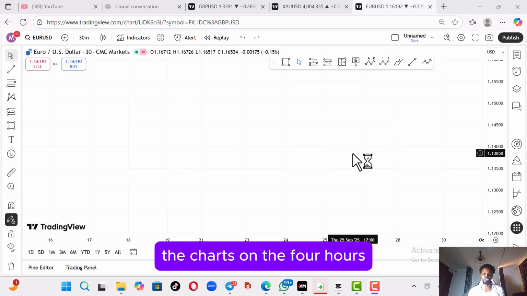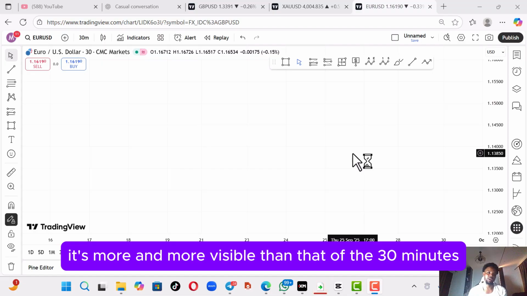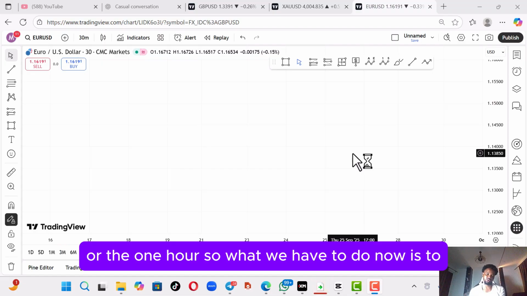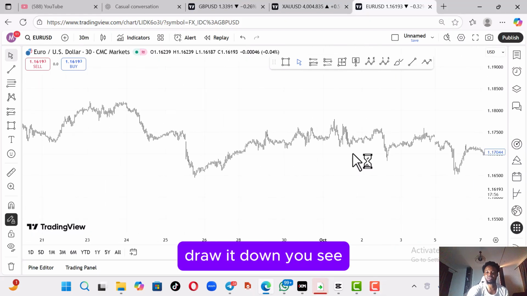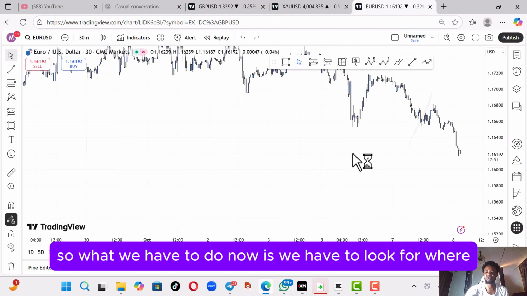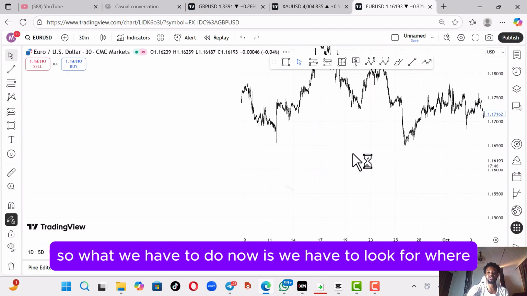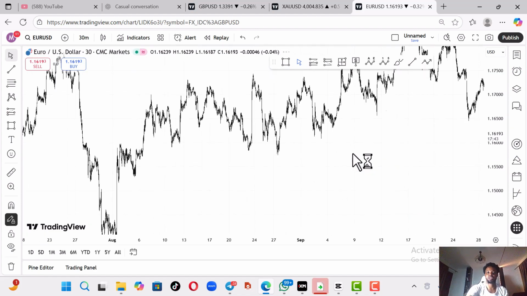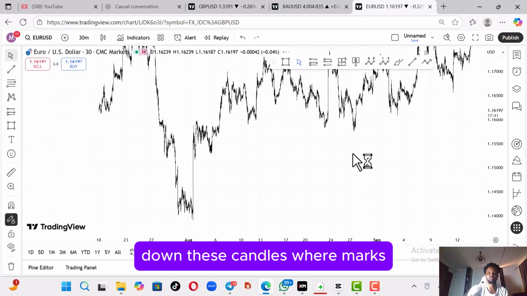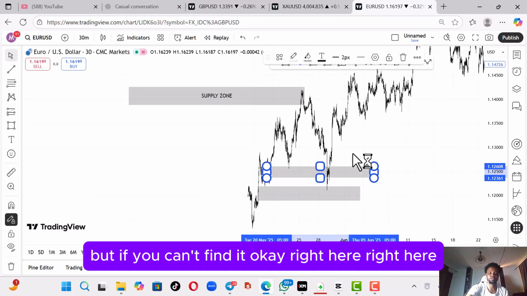Thing is, the chart on the 4 hours is more visible than that of the 30 minutes or the 1 hour. So what we have to do now is draw it down. You see, we have more candles now compared to the 4 hours. So what we have to do now is look for where these candles were marked. But if you can't find it, okay, right here.